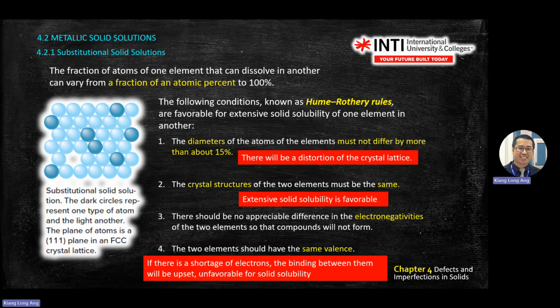So we don't want to have a shortage of electrons, because then bonding will form. You learn about the covalent bond, triple bond, single bond, and all this. So we don't want that to form during the mixing.